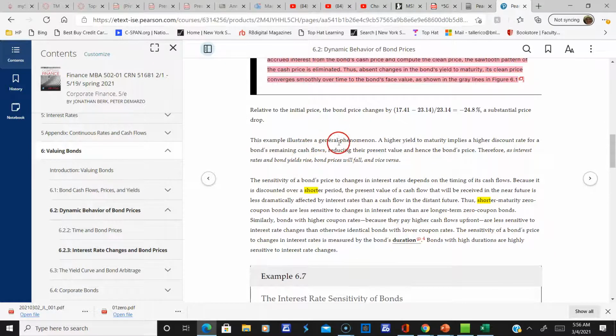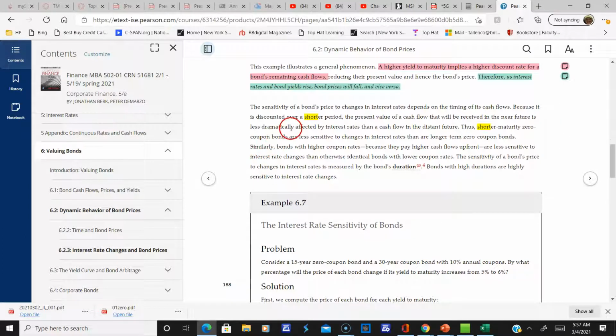So basically, what this illustrates is a general phenomenon. A higher yield to maturity implies a higher discount rate, right? So a higher yield to maturity is going to apply a higher discount rate for a bond's remaining cash flows, reducing their present value and hence the bond's price. Therefore, as interest rates and bond yields rise, bond prices will fall and vice versa. So here's that important statement I was making. Real important, the inverse relation. As interest rates and bond yields rise, bond prices will fall and vice versa.